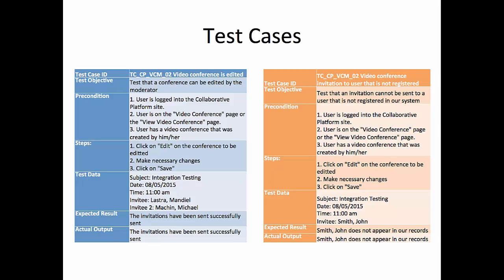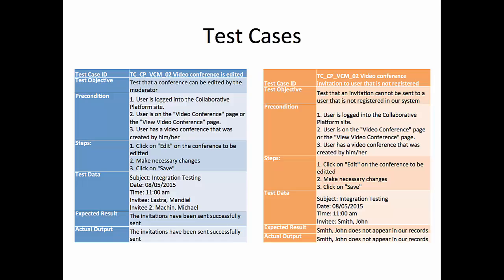In this case, the expected output is that the system will return a message saying the invitations have been successfully sent, and the actual output for this test case was the invitations have been successfully sent. The test case on the right is a rainy day test case. It is testing for when you try to invite someone that's not registered in your system.